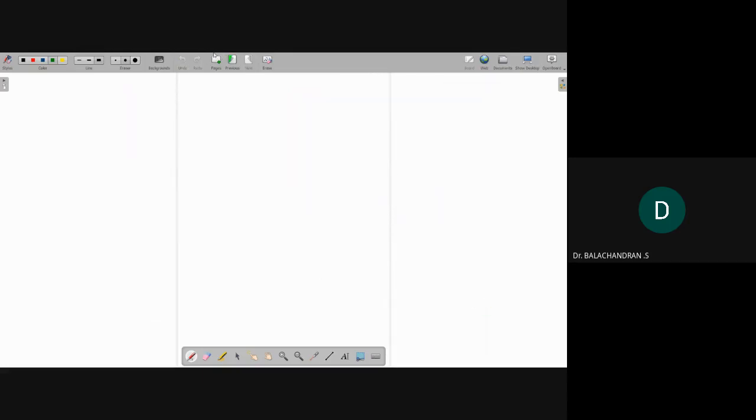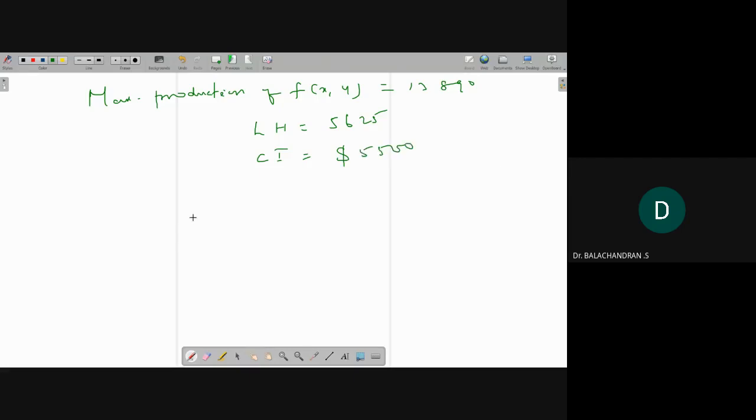Okay, now the maximum production, f of x comma y, equal to 13,890. So labor hours equal to 5625, that is x. Capital input, that is y, equal to 5,500. Yes, so this is the final answer.